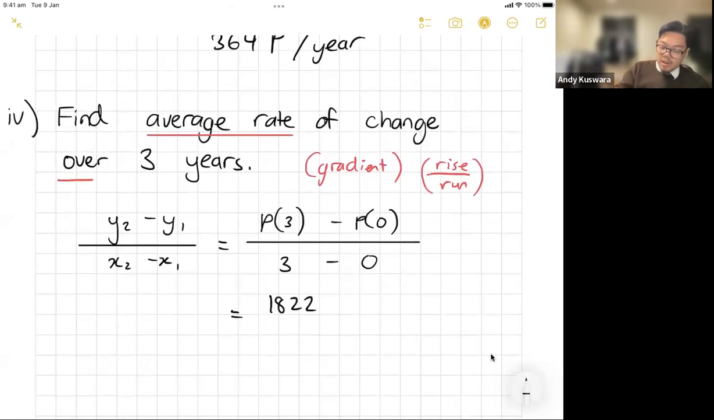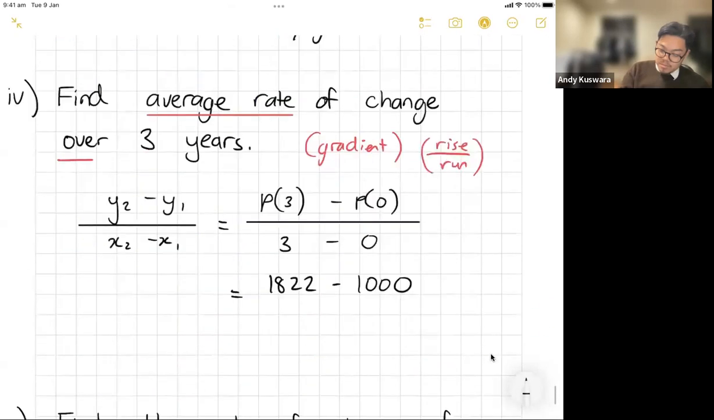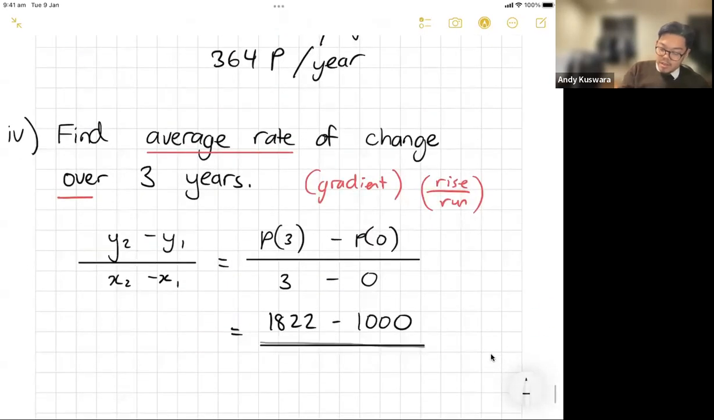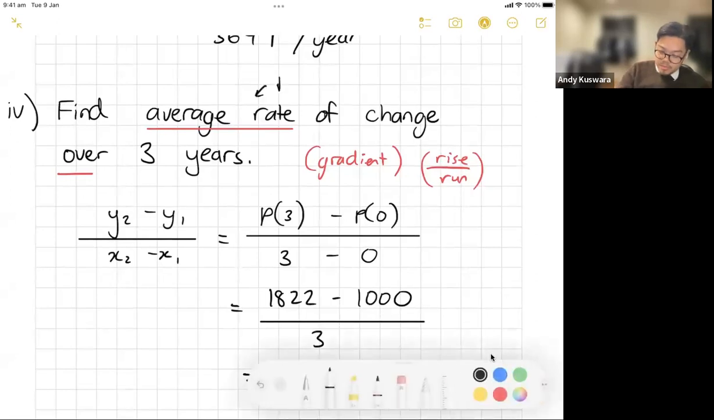What's my original initial population? It was 1,000. That was all the way from question 1, initial population. And yeah, 3 take away 0, that's that. And so my average rate of change is just going to be, put that in the calculator, approximately 274 people per year. So that's my average. My average means I always use 2 points.